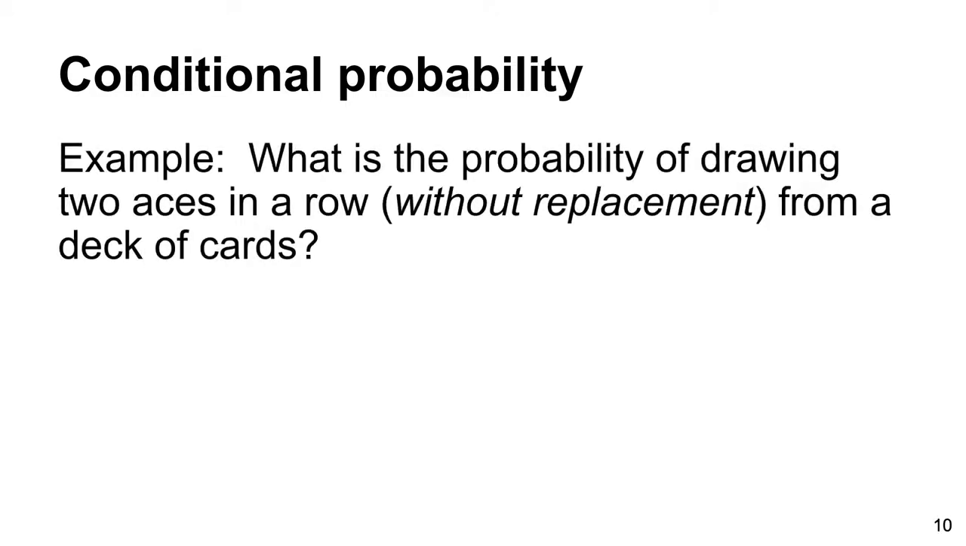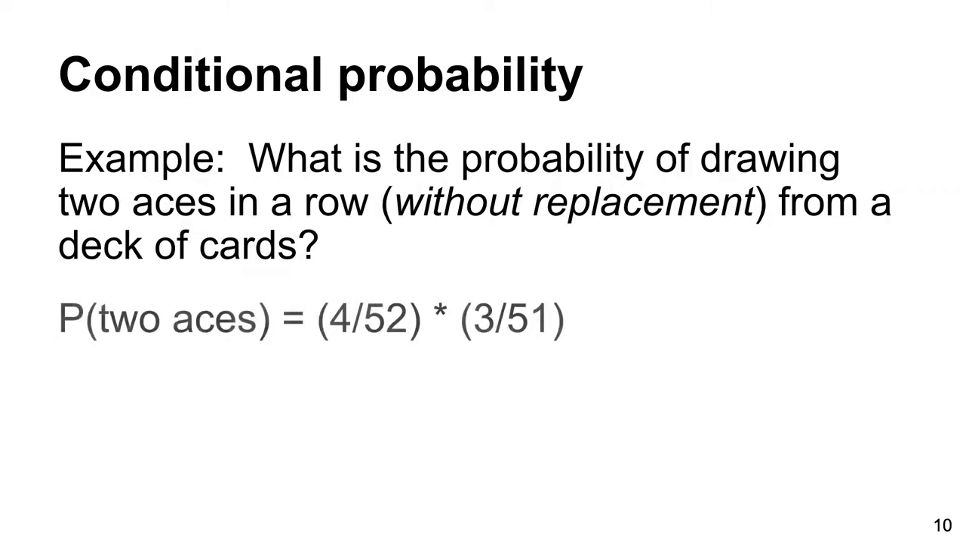Here's an example. What is the probability of drawing 2 aces in a row without replacement from a deck of cards? Well, probability of drawing the first ace is 4 out of 52 because there are 4 aces in a deck of 52. But if the first card is an ace, and I'm doing it without replacement, then I only have 3 aces left in a deck of 51.